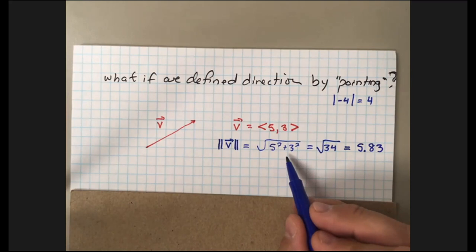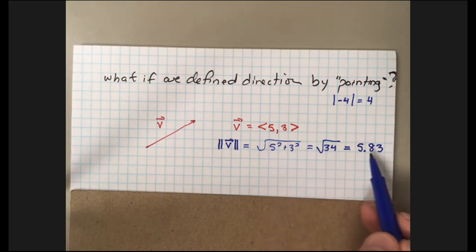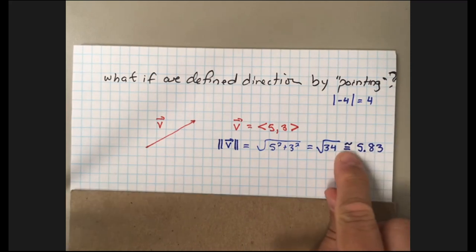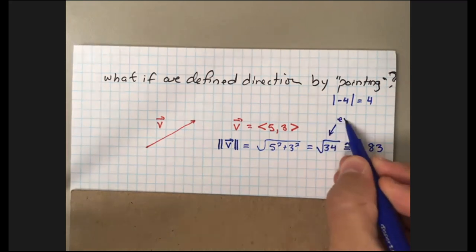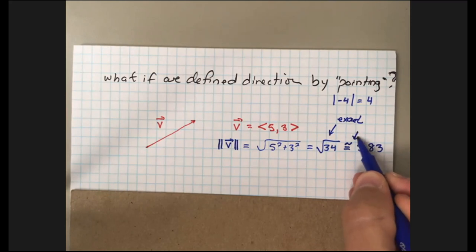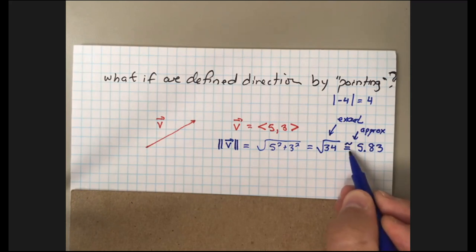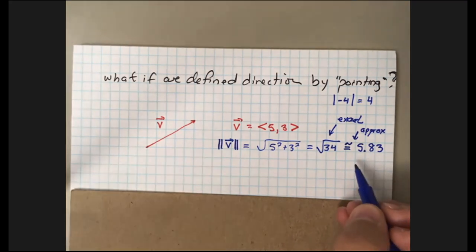But you'll never convince me that the length of that vector is 5.83. It might be approximately 5.83. If you round something off, I don't mind. Just be honest and say that you're rounding things off. So first present the exact answer, then present the approximation, if you want to. But whenever you approximate, tell someone you're approximating so that they don't believe that it's exactly that value.